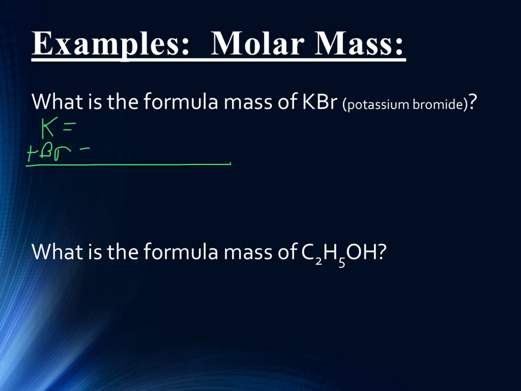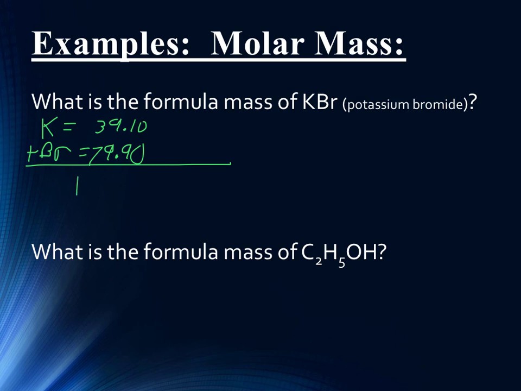Now K is 1 space below sodium on the periodic table, number 19, 4th row down of the first column. It has a mass of 39.10. And then the Br is right below chlorine, number 35, 4th row of the periodic table, in column number 17, second column from the right, and its mass is 79.90. So I take 39.10 plus 79.90.